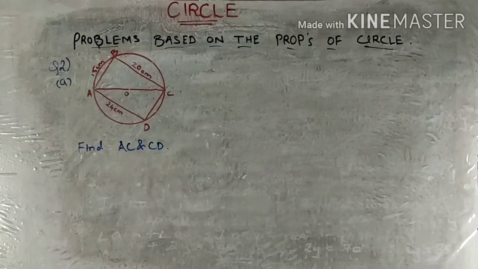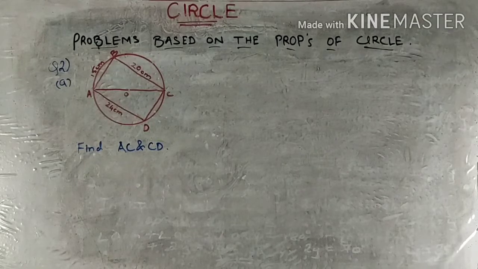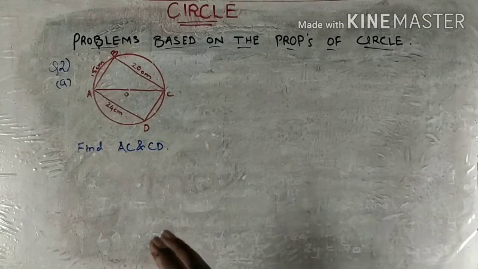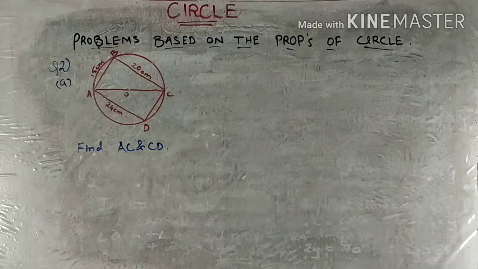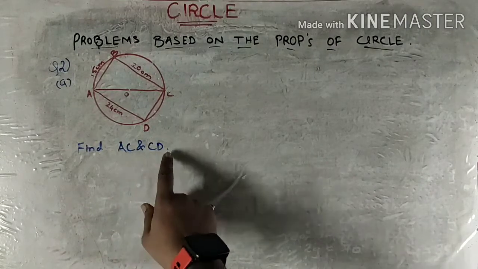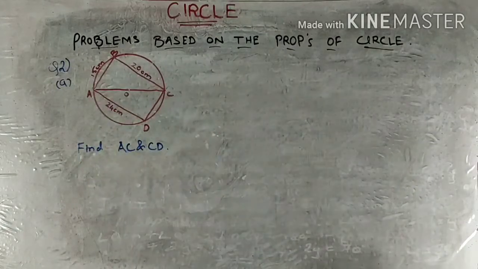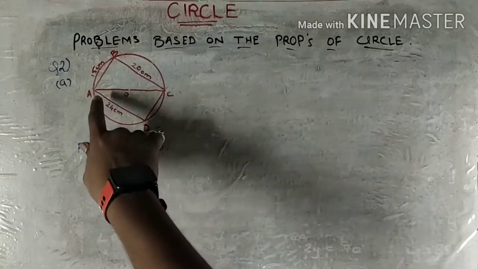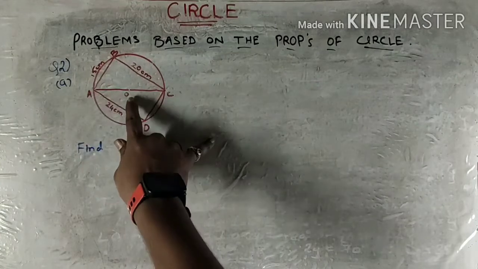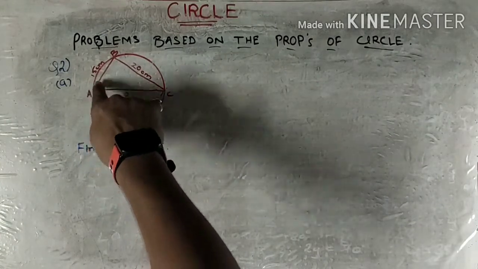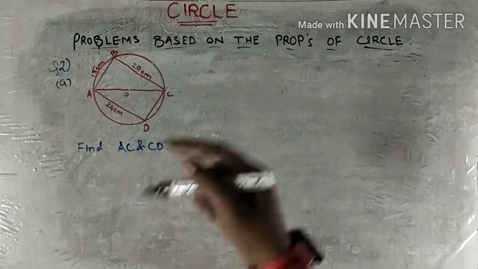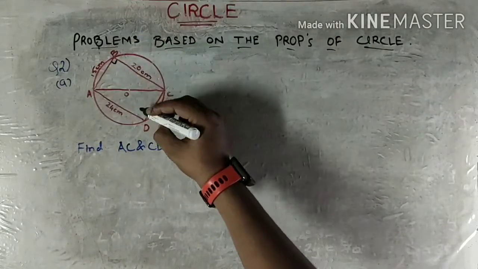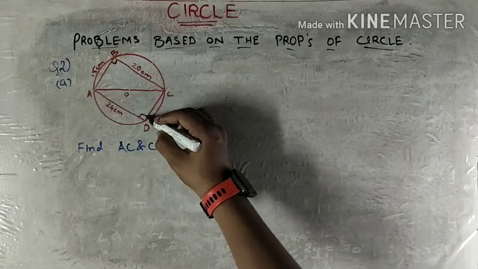Okay, let's start with another type of problem that involves the length: the length of the various segments, radii, diameter, chord. Find AC and CD. So utilizing the property that we have studied, the angle inscribed in a semicircle: since O is the center and AC is the diameter, the angle inscribed in this semicircle is 90 degrees. So I'll mark it as 90 degrees. Over here, same, 90 degrees.